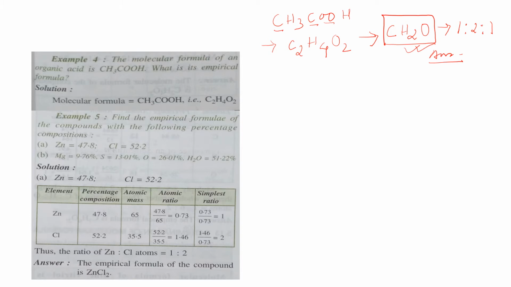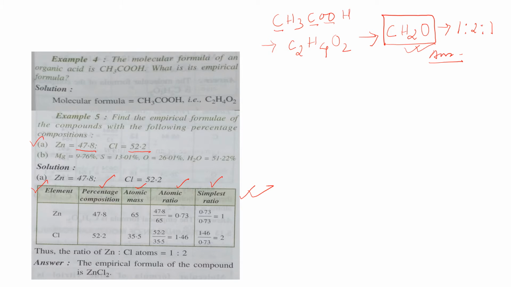Next, find the empirical formula of compounds with the following percentage composition. Zinc is given 47.8, chlorine is given 52.2. This is number A. Now, we have to make a table like this. In this table, the first one will be element. The second one will be percentage composition. The third one will be atomic mass of that particular element. And then the atomic ratio and then the simplest ratio. All these things are given in the rule.